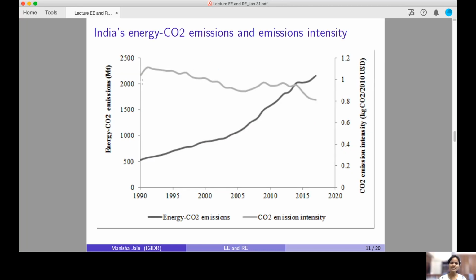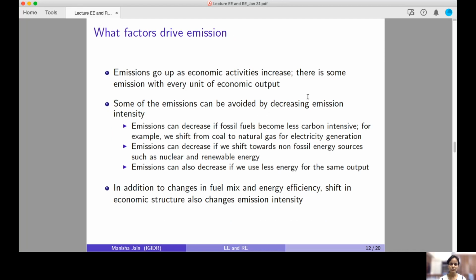So what we are now interested in is to find out what is driving this decline. This decline could be because our fossil fuels are becoming less carbon intensive. As I said, coal is more carbon intensive and natural gas is less carbon intensive. Both are fossil fuels. If I shift from coal to natural gas, then I'm shifting to a fossil fuel which is less carbon intensive.